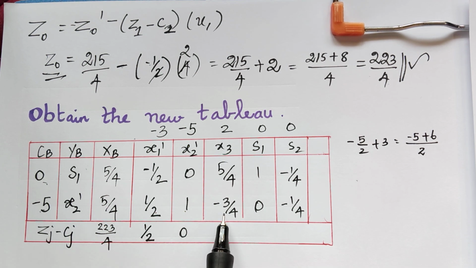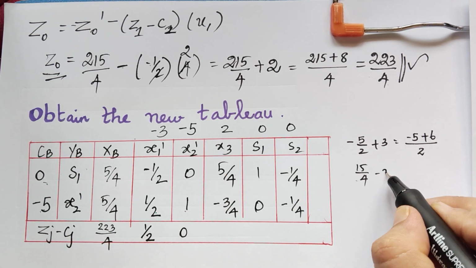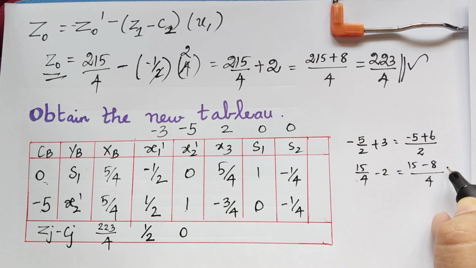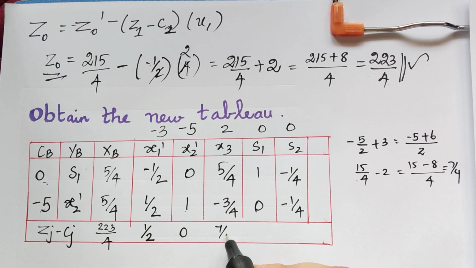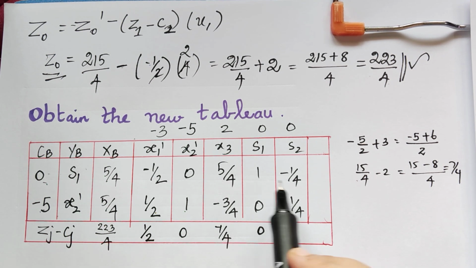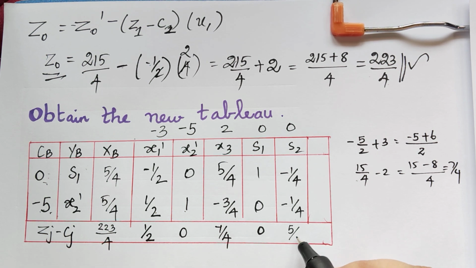0 minus into minus plus 5, 3 times is 15, 15 by 4, and then minus 2. So LCM is 4, 15 minus 8, which is equal to 7 by 4. So this is 7 by 4. 0 and this is 0. So 0. 0 into this is 0. Minus into minus plus. So 5 by 4.